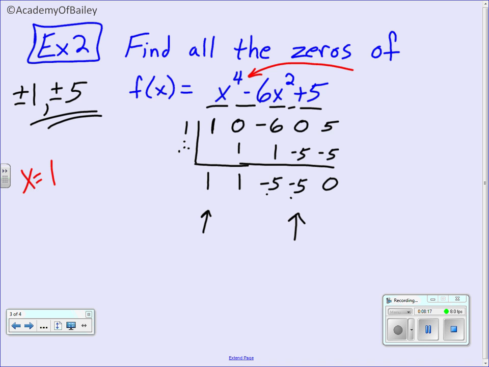Well, we know positive 1 is 1, so let's go ahead and use what we have here. Remember, we're not worried about this because it's factored out. Let's go ahead and use this to pick another one. Well, we've used positive 1. Let's try negative 1.